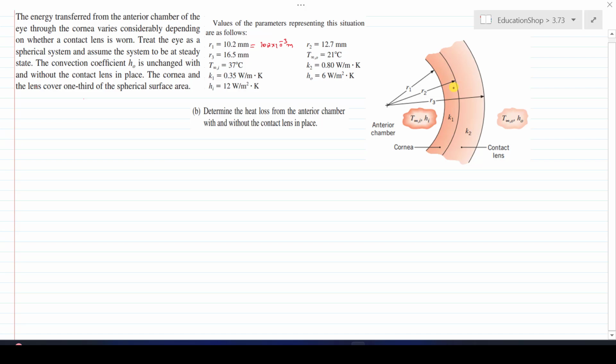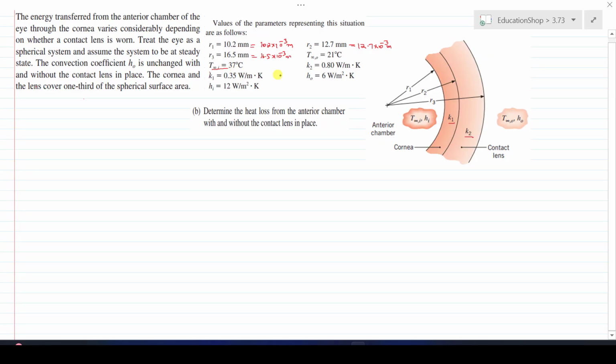R2 is the radius of the first layer on the anterior chamber, and its thermal conductivity is k1. R2 is 12.7 millimeters, meaning 12.7 multiplied by 10 to the power minus 3 meter. R3 is the radius from the center of the anterior chamber to the outer surface of the contact lens, the second layer, whose thermal conductivity is k2. R3 is 16.5 millimeters, meaning 16.5 multiplied by 10 to the power minus 3 meter.